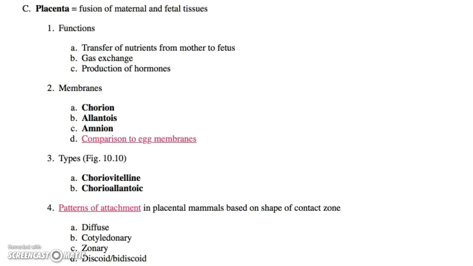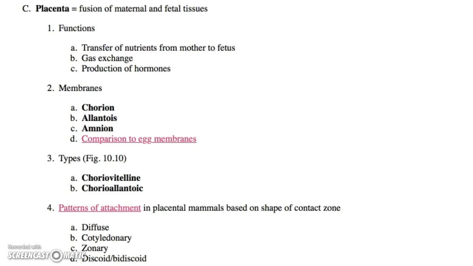The topic of this segment is the placenta. The placenta is a fusion of maternal and fetal tissues. So it starts developing from the developing embryo, and then as it interacts with the maternal uterus, there are changes in the maternal uterine tissue to accommodate the relationship between the maternal and the fetal tissues.